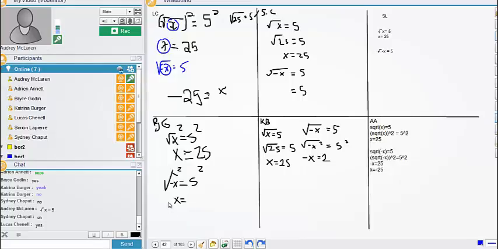And Bryce, when you square the left, you end up with negative x equals. The next line should be, and Katrina, same thing. Oh, you've got it. Okay, good. Negative x is 25, and that's why x turns out to be negative 25.